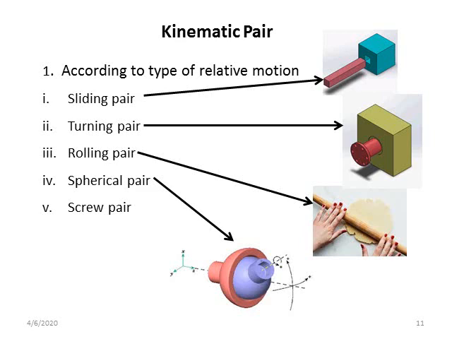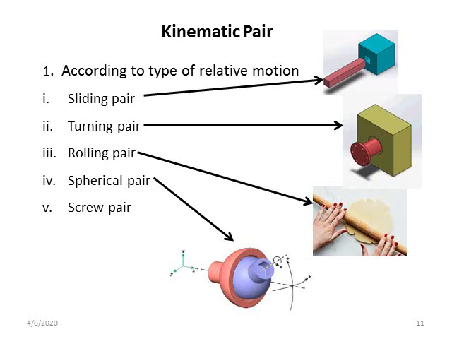The fourth one is the spherical pair, where a sphere, just like a ball, is moving inside another link which is cup type. So there is a ball and cup movement. The only possible motion is the spherical motion. This is a classical example of a spherical pair.